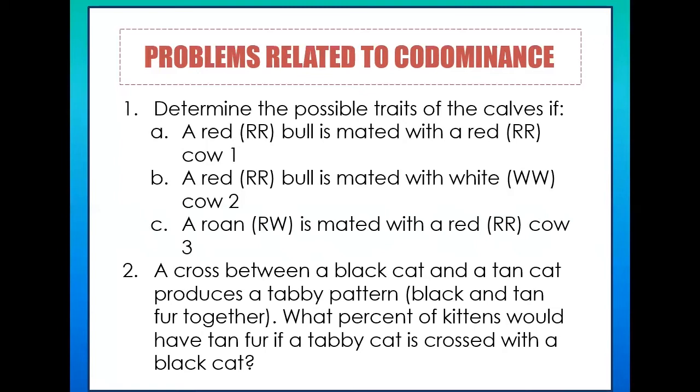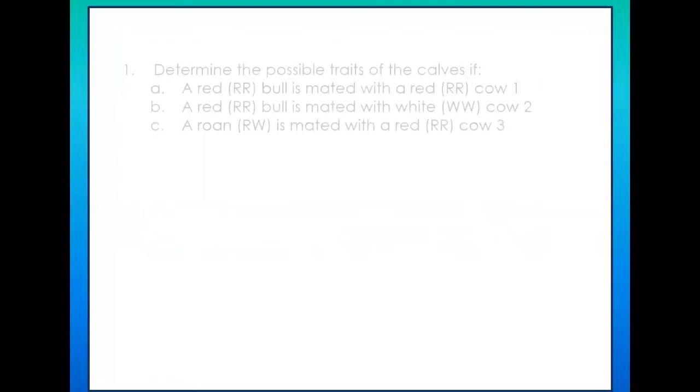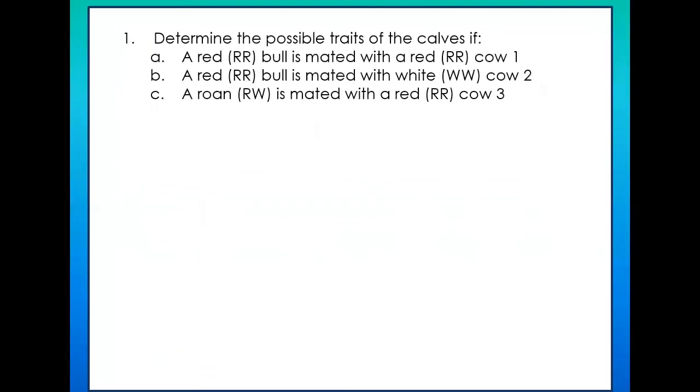Now let's start with number 1 first. This is the question, and there are sub-questions under this number. Let's do the test cross for letter A. The parents are both homozygous red. One is the red bull and the other is the red cow. We have to identify the possible traits of the calves produced once we do a test cross between these parents.